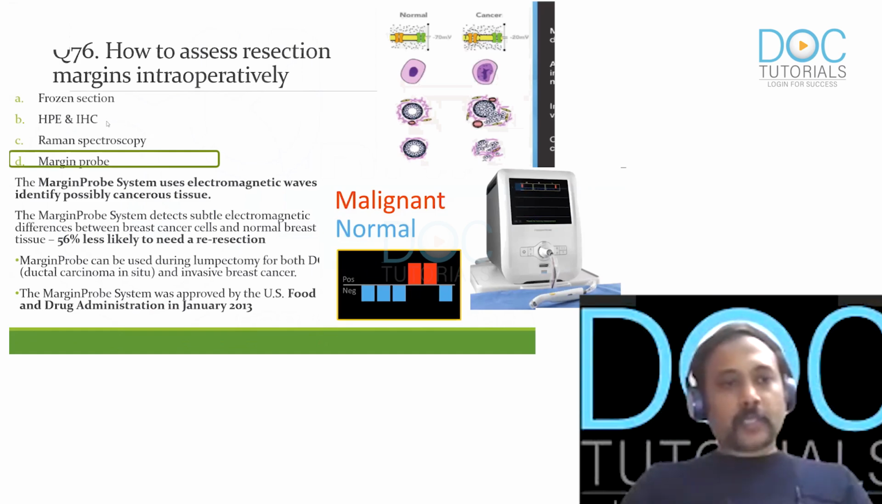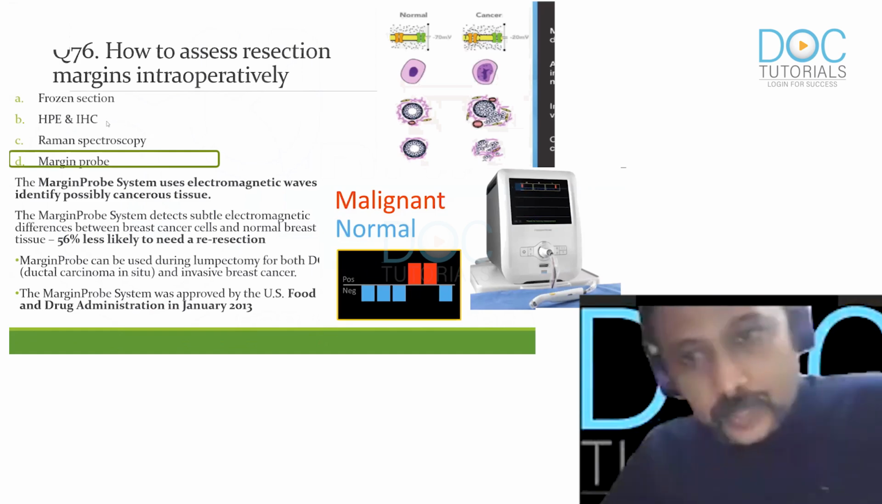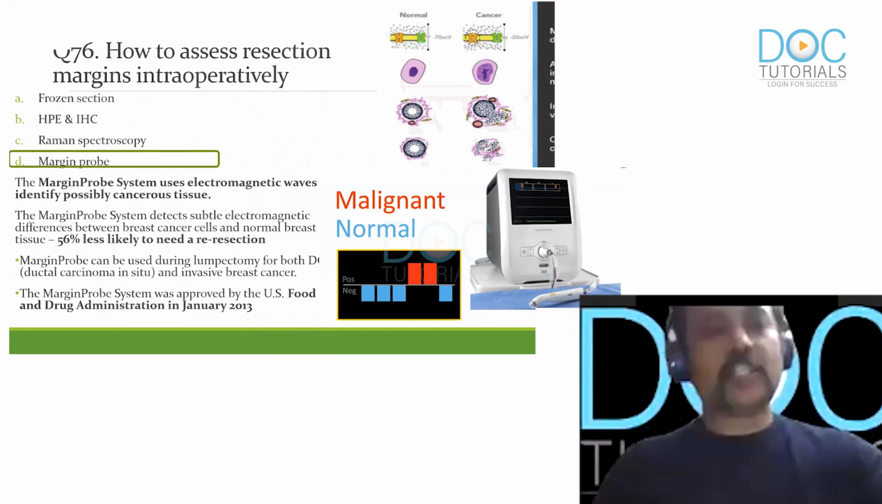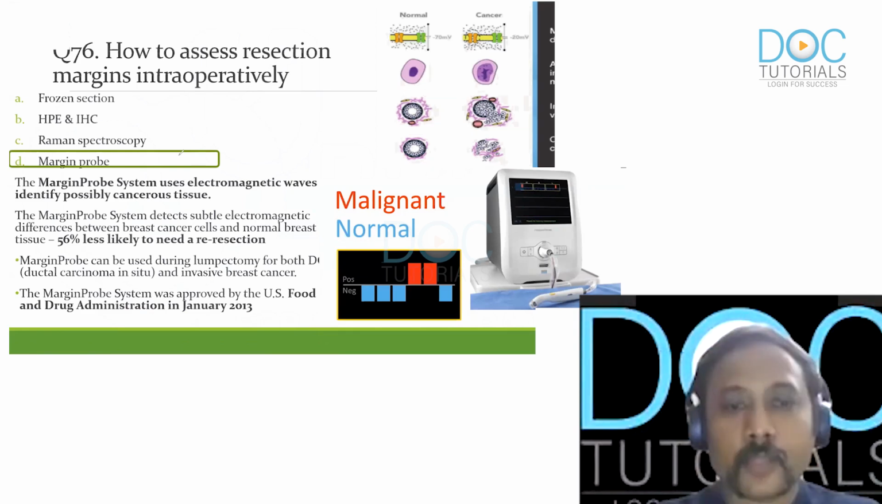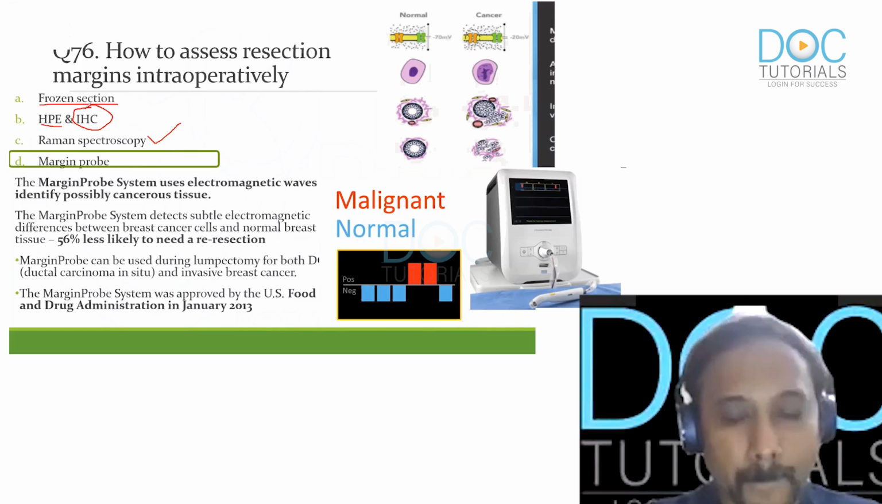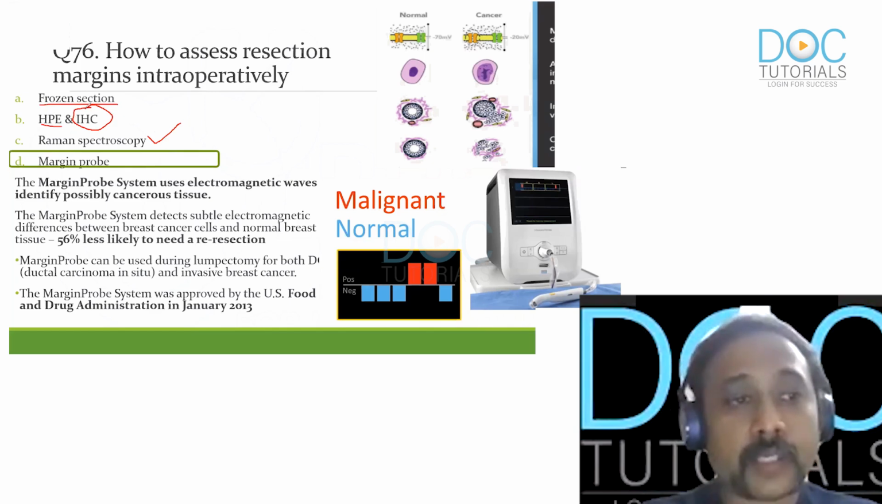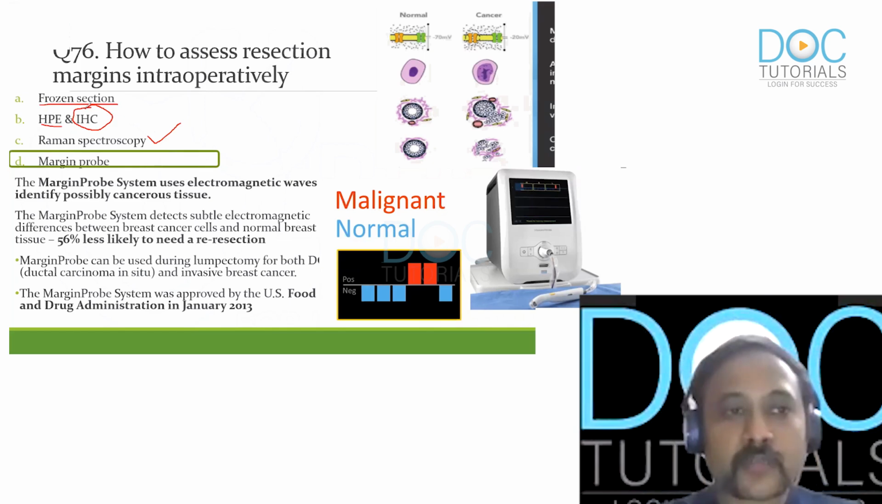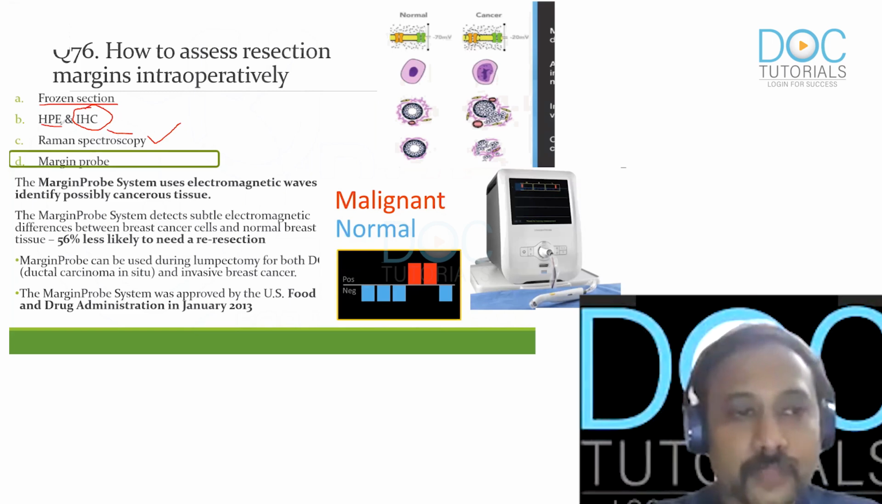In that case, it will be HP. In that case, it might likely be Raman spectroscopy, probably. In that case, I will probably put it as Raman spectroscopy. So histopathological examination, your frozen section is another form of histopathological examination. IHC can be done on a frozen section as well. As far as I know, Raman spectroscopy is not something which is used for intraoperative analysis.